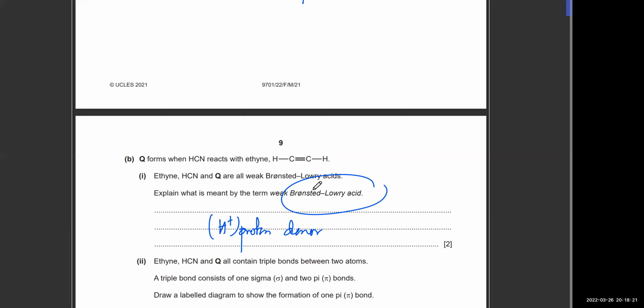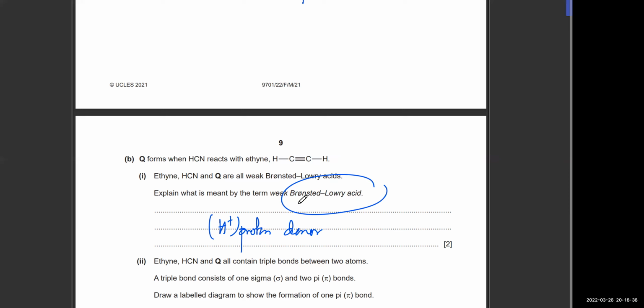So this is known as a Brønsted-Lowry acid. There are actually three definitions of what an acid and a base is. One definition has to do with lone pairs: an acid is a lone pair acceptor and a base is a lone pair donor. We're not going to use that definition.